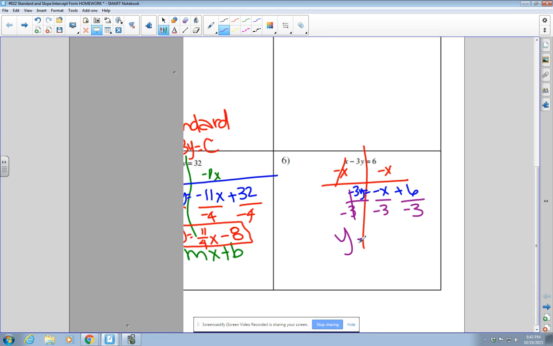Now y is equal to a positive, because you know a negative divided by a negative is a positive. And we need to remind ourselves that there's an understood 1 right there in front of the x. So we're left with 1/3 x minus, because a positive divided by a negative is a negative, and 6 divided by 3 is 2. And this is our final answer, because it now looks like y equals mx plus b.